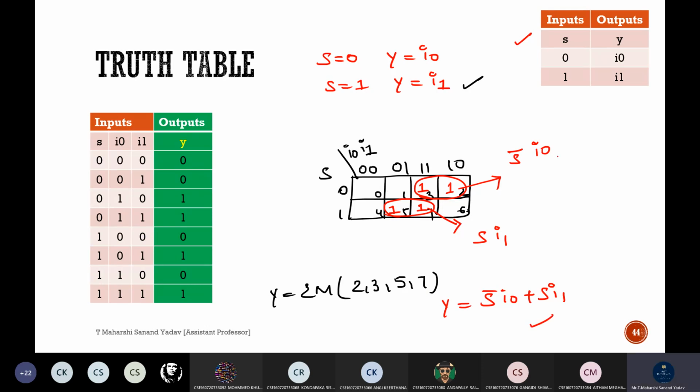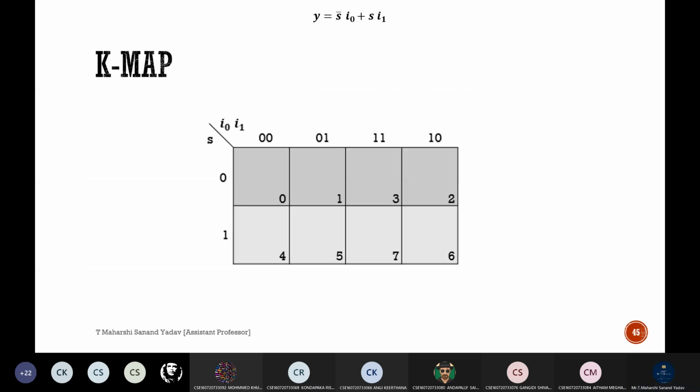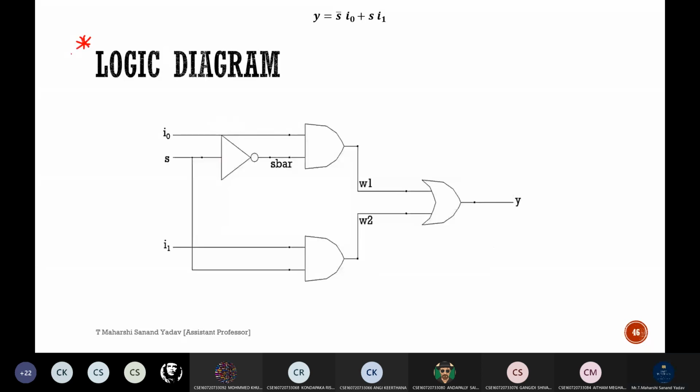But in the exam you try to elaborate this in detail also. You have to write like this: S bar I0 I1 bar plus S bar I naught I1, and so on. After that you try to minimize and get the final answer. The K-map and the logic diagram are a must for everything. Based upon your answer you need to write Y is equal to S bar I naught plus S I1.